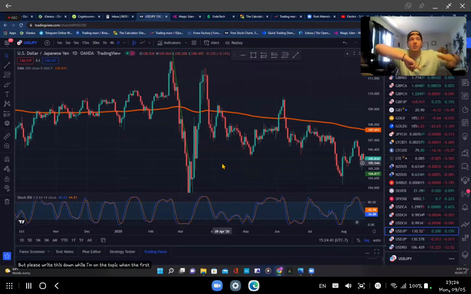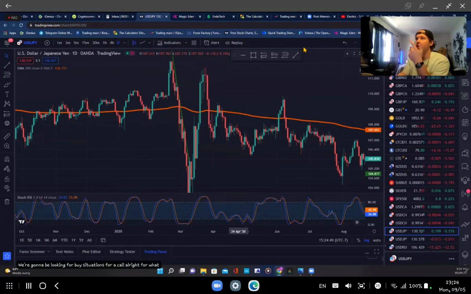When the first currency pair is stronger, we are going to be looking for buy situations, for a call, for one of these right here.